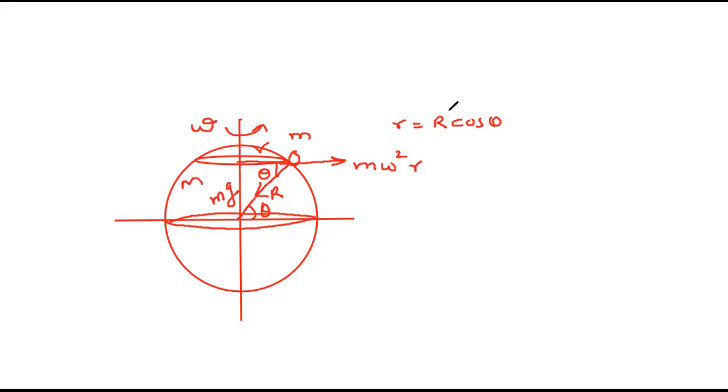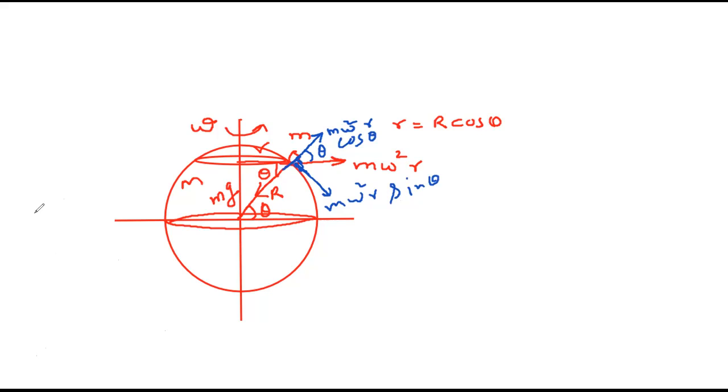Centrifugal force m omega square r can be resolved into two rectangular components: m omega square r cos theta radially outwards from center of Earth, and m omega square r sin theta tangential to the Earth. I think this much you have drawn in the diagram. Okay.